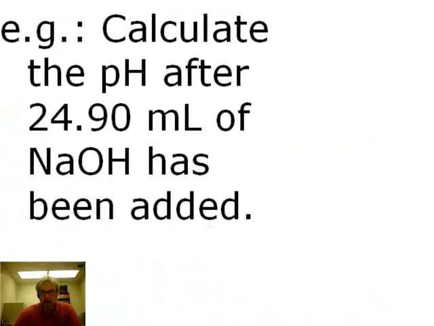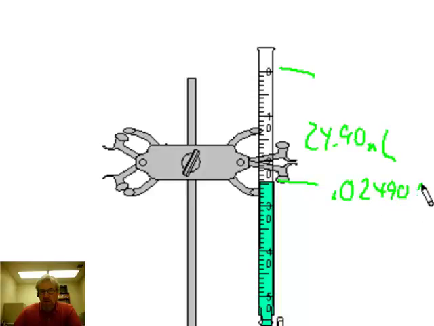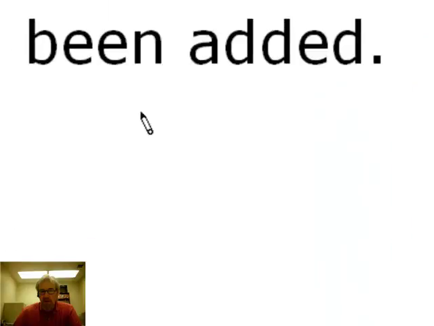Now I'm supposed to calculate the pH after 24.90 milliliters of NaOH has been added. We're really close to the end point now. The equivalence point was supposed to be at 25 milliliters. We're not quite there yet. We've gotten just down here to 24.90 milliliters, which is 0.02490 liters of NaOH added. So let's set up another rice chart here.